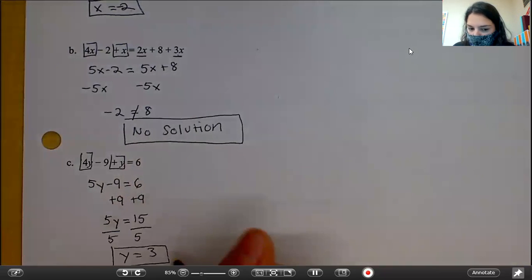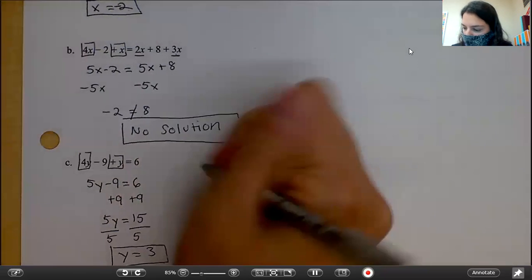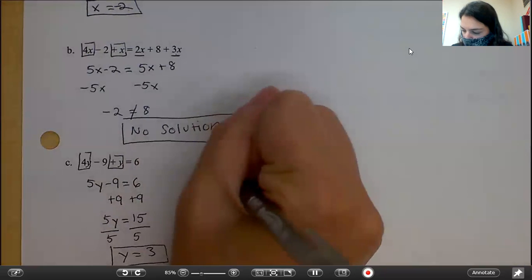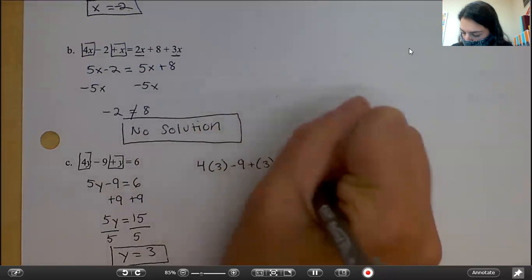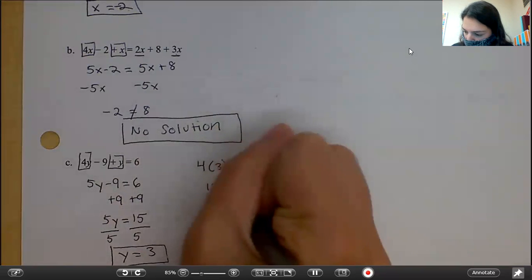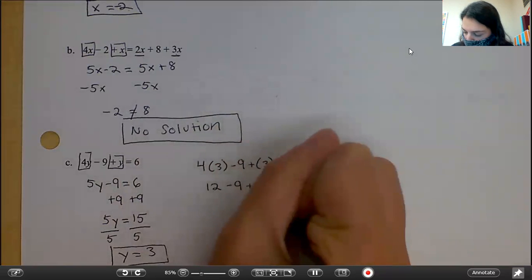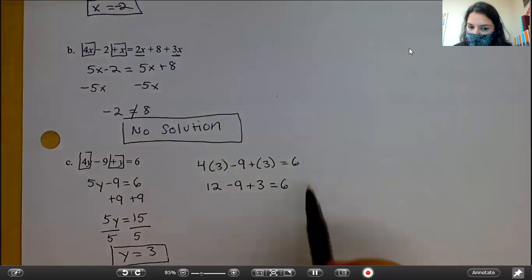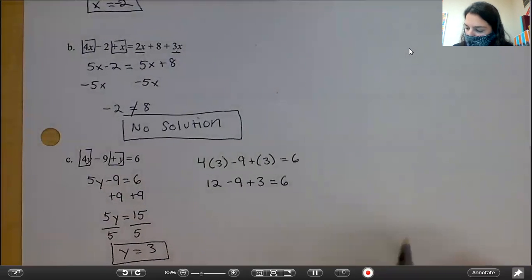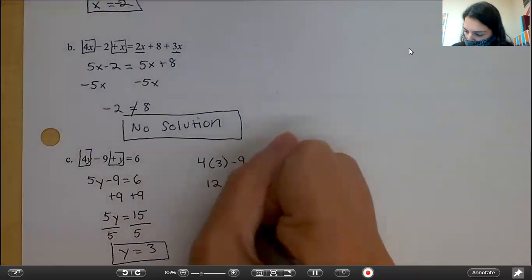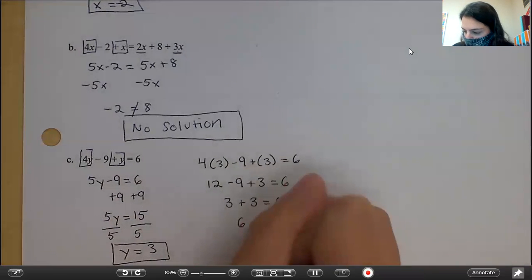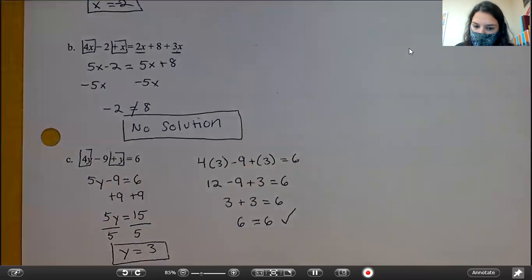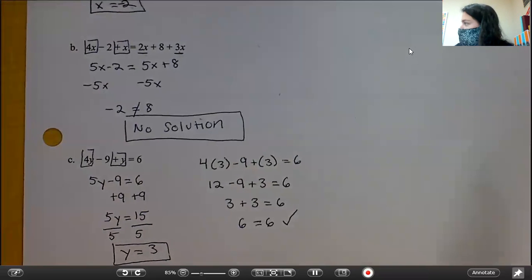So now for your check step, every time you saw y, you needed to plug in 3. 4 times 3 minus 9 plus 3 equals 6. 4 times 3 is 12 minus 9 plus 3 equals 6. Notice how I copy it down each time. 12 minus 9 is 3 plus 3 equals 6. 3 plus 3 is 6, which equals 6, so it checks. That is correct.